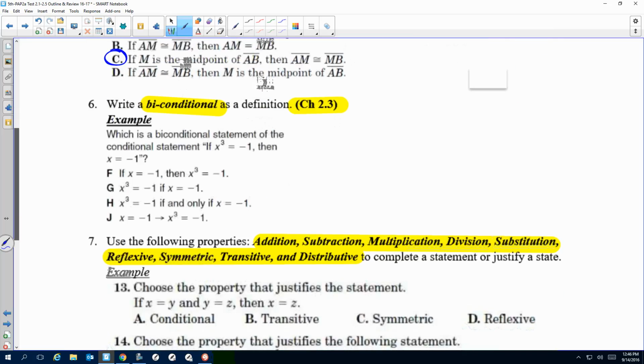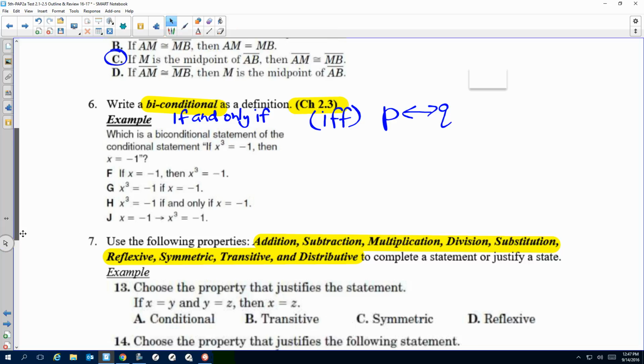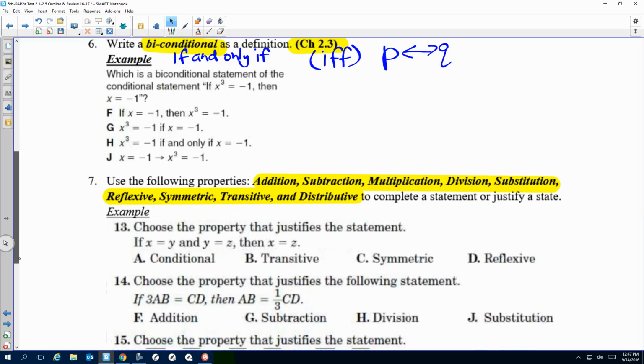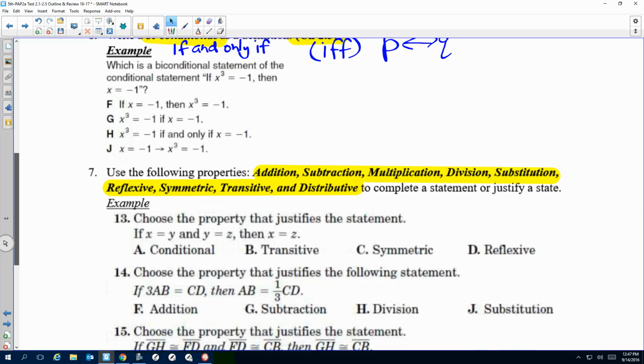All right, biconditional. What phrase goes with biconditional? If and only if. All right, I can abbreviate that using IFF, symbolic, that's P double arrow Q. Okay? All right, so see if you can pick which statement is a biconditional statement of the conditional that's given. Your biggest clue is if and only if. H, we're done. Yes. Okay.